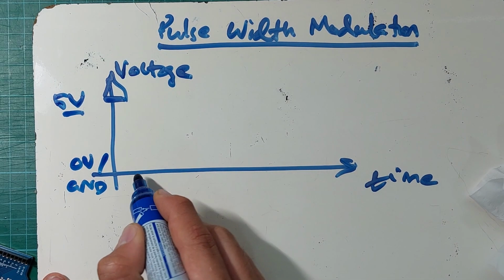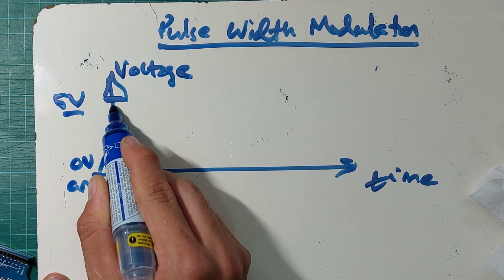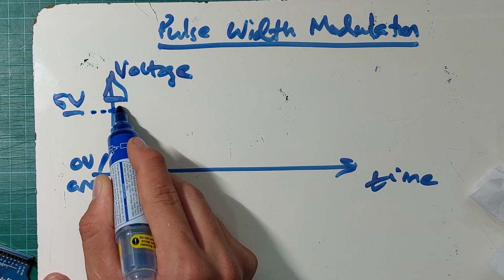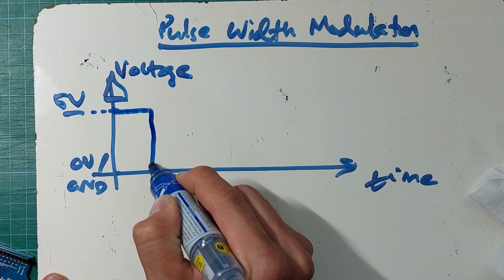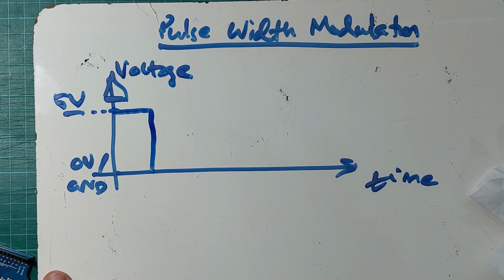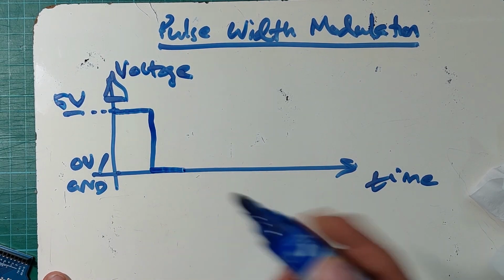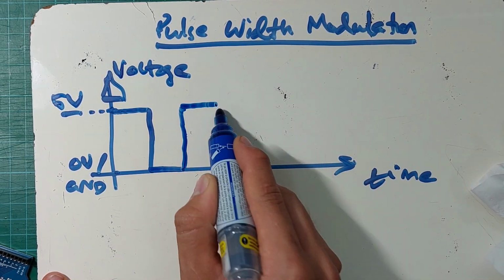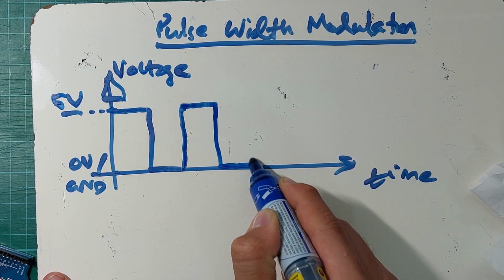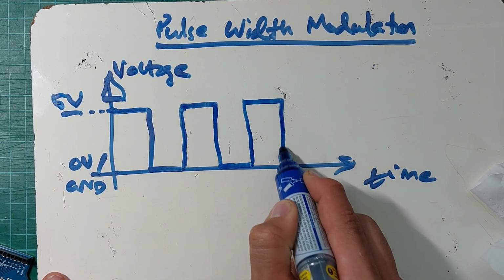Okay, so let's just say that we turn on our output. So 5 volts is over here. We turn on our output for a period of time, and then we turn it off. So just imagine the LED turning on and then turning off. We let it stay off for a period of time, and we then turn it on for another period of time, and then turn it off, turn it on, turn it off, etc.